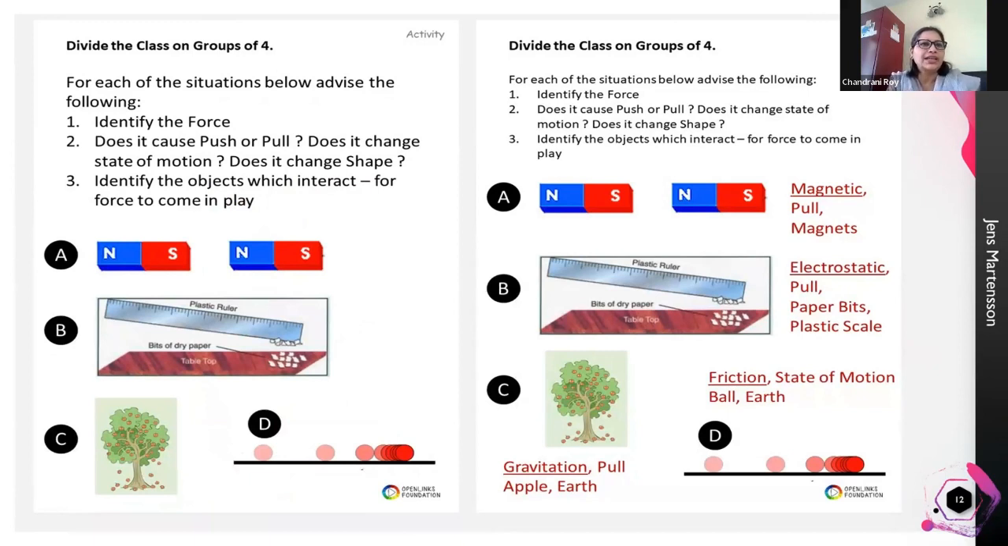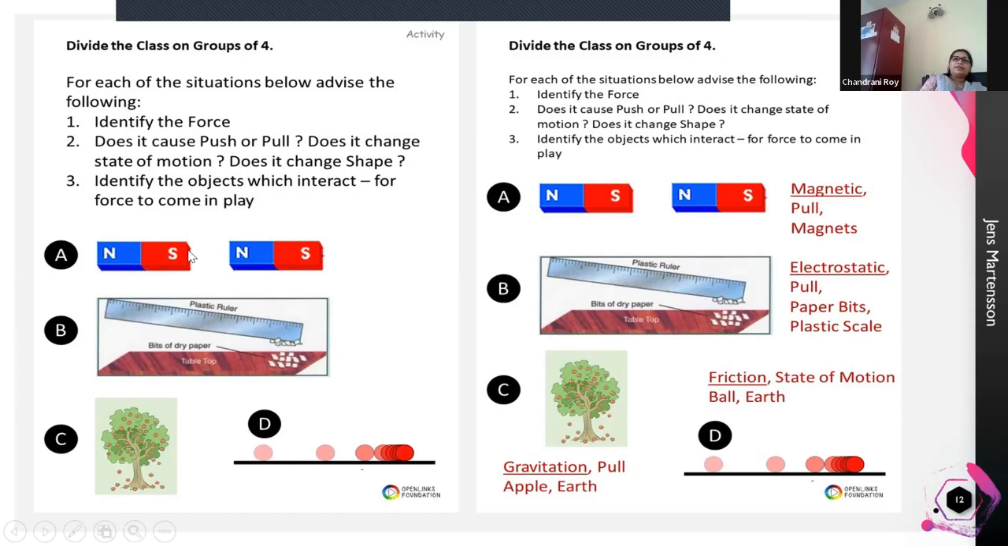Does the situation cause a push or a pull? Does it change the state of motion? Does it change the shape? And identify the objects which are interacting for forces to come into play. So we can use magnets. We can ask children to bring magnets because some of them have magnetic toys.